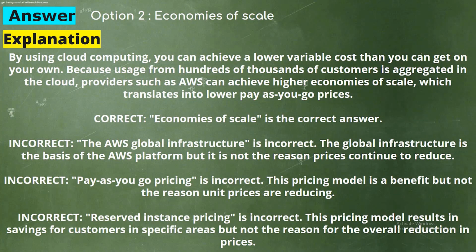Incorrect. The AWS global infrastructure is incorrect. The global infrastructure is the basis of the AWS platform, but it is not the reason prices continue to reduce. Incorrect. Pay-as-you-go pricing is incorrect. This pricing model is a benefit but not the reason unit prices are reducing. Incorrect. Reserved instance pricing is incorrect. This pricing model results in savings for customers in specific areas but not the reason for the overall reduction in prices.